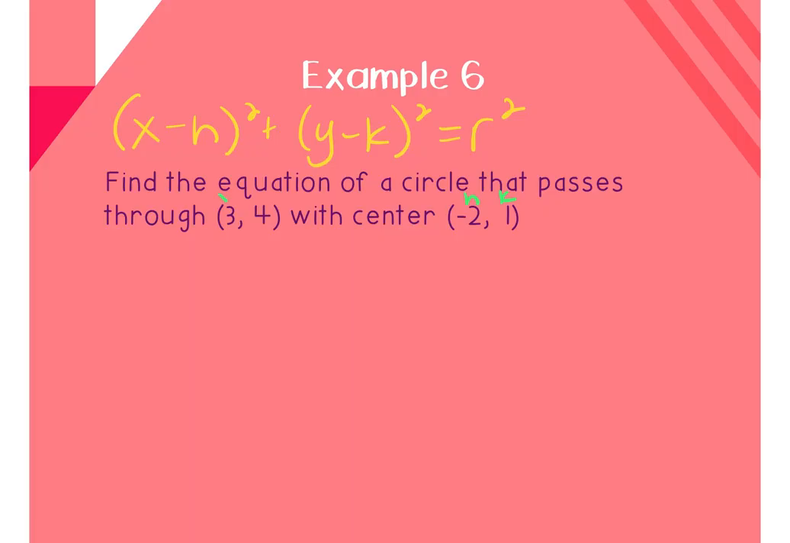So my (3, 4) is my x, y, and my (-2, 1) is my h, k. And I'm going to plug those in. 3 minus a negative 2 becomes plus 2, squared, plus 4 minus 1, squared, equals r squared. 5 squared plus 3 squared equals r squared. 25 plus 9 equals r squared, and r squared is 34.